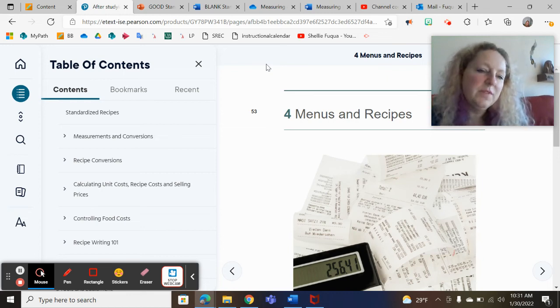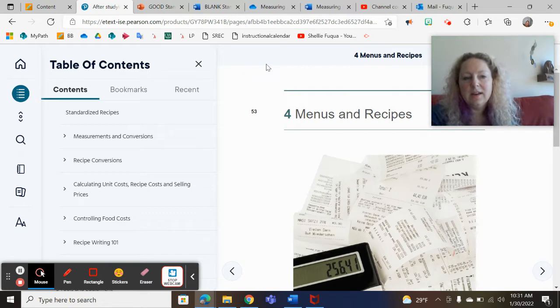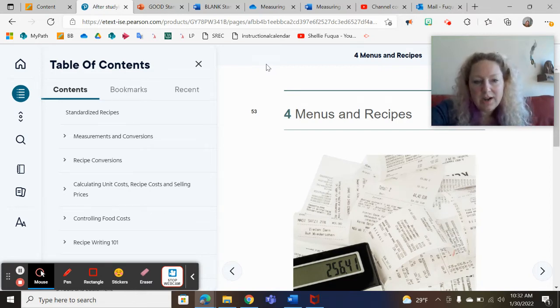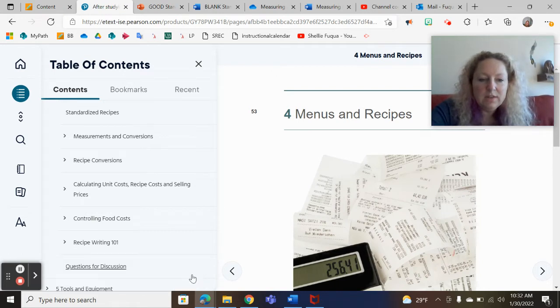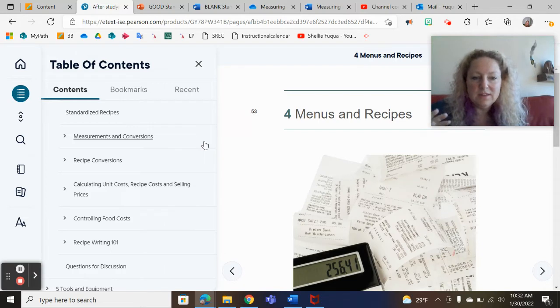So, for this portion of the chapter, I am going to make it kind of short and sweet. I am really only going to be covering a small portion of chapter 4. We're going to be looking at standardized recipes. But if you look at the chapter, which I have on my screen here, you can see that there are a lot of topics in this chapter that I am going to skip over for a 100 level course.